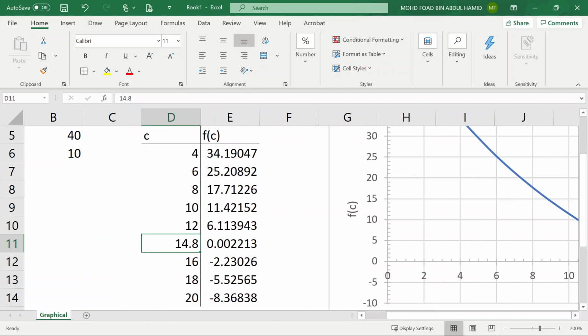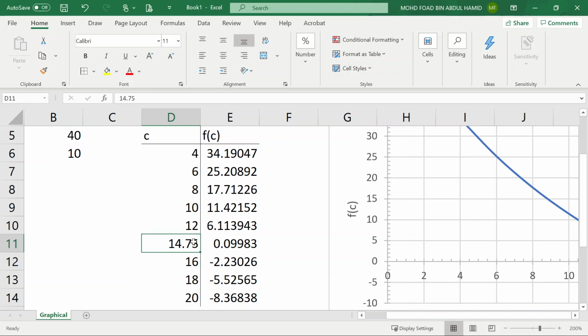So if we change this to 14.9, the error is increasing, right? So it is somewhere between 14.7 and 14.8. Just now it was 14.8, we got 0.002. Now let's try 14.75. Okay, this is not the solution because the error is increasing.